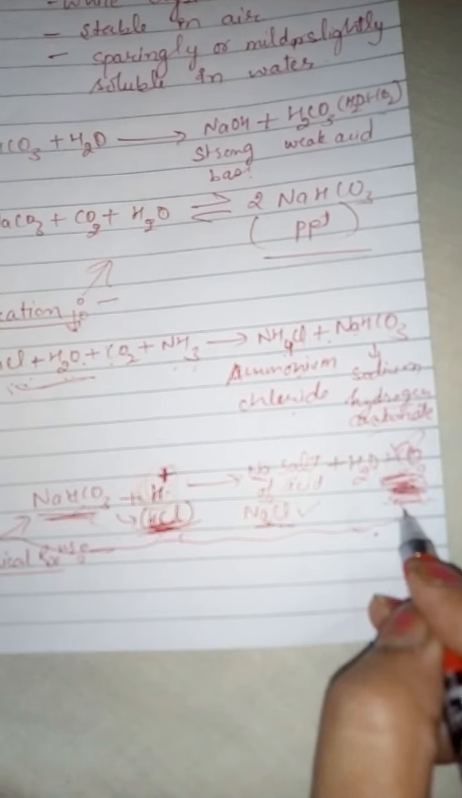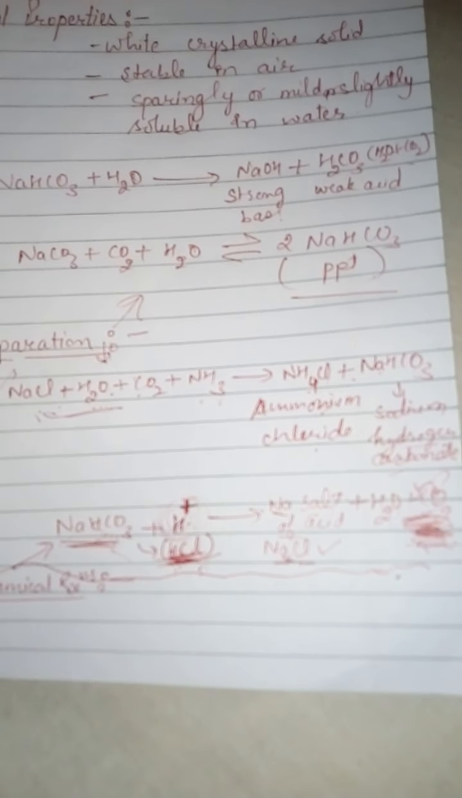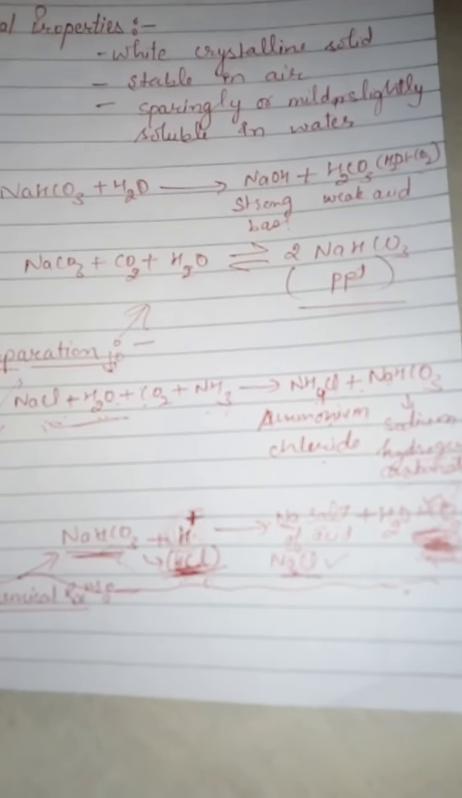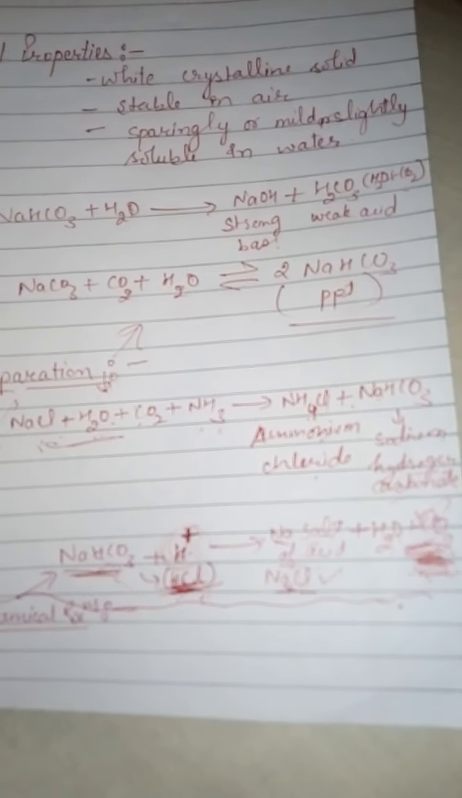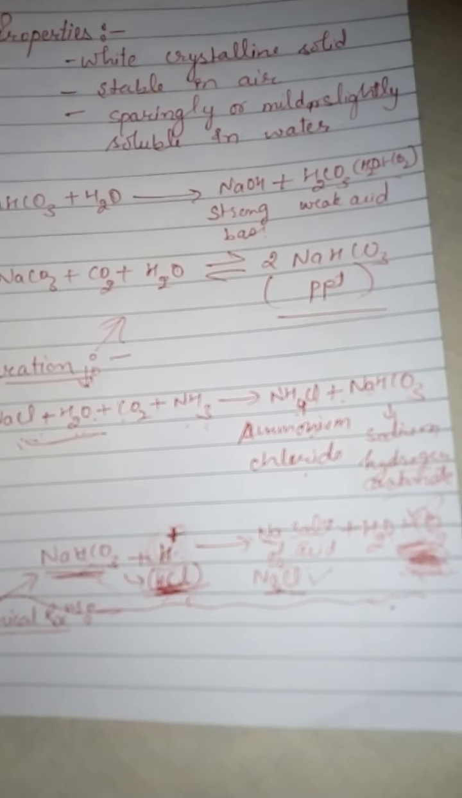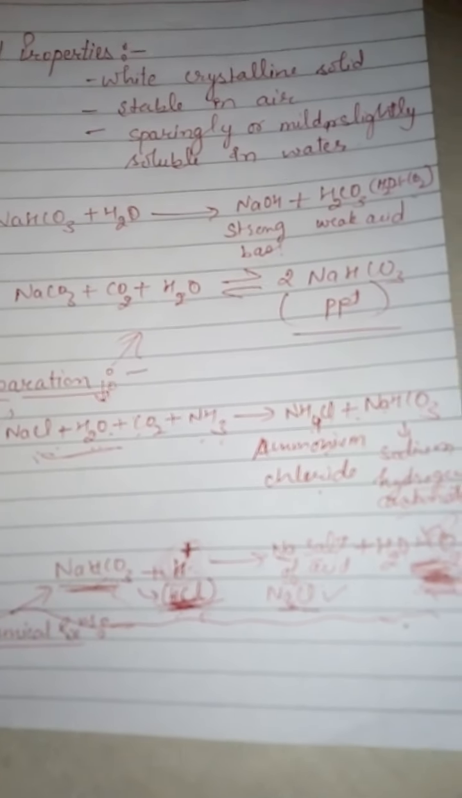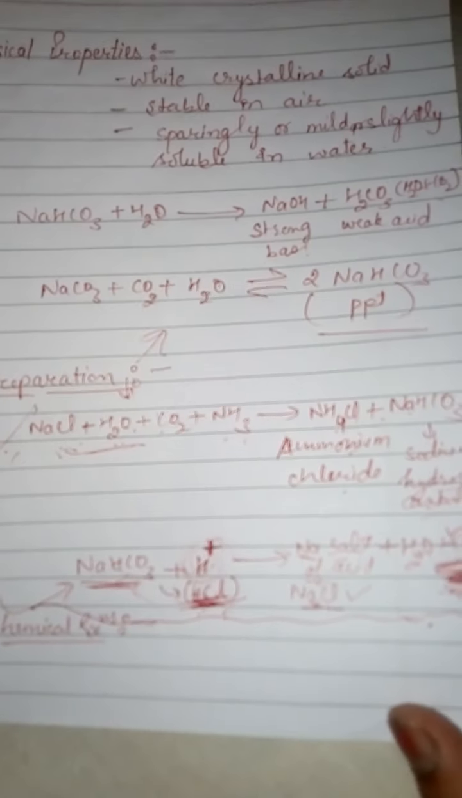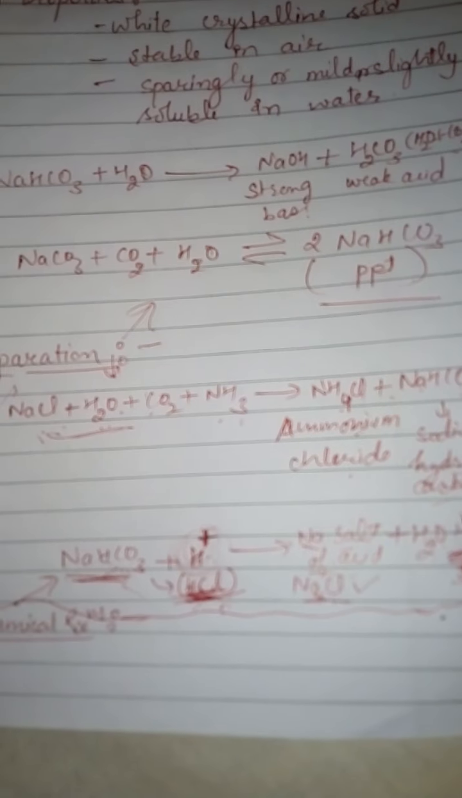Then another use of this is that it is also used as an effervescent. In effervescent drinks carbon dioxide is used, for example in soda bottles, the tingling sensation is because of the presence of carbon dioxide that is added under high pressure. Then another use is in volumetric analysis, it is used in laboratories.